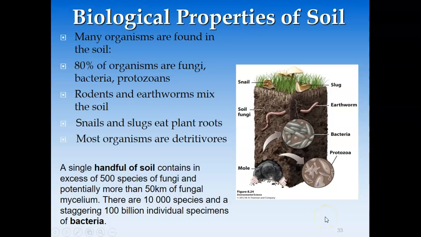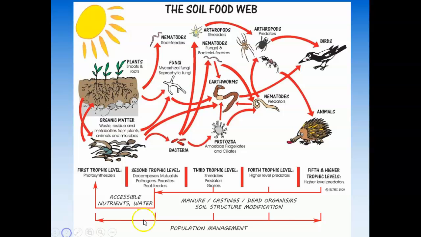Some biological properties of soil are that we have lots of organisms that comprise our soil profile. So 80% of the organisms you find in soil are fungi, bacteria, and protozoans. Rodents and earthworms also mix the soil, and then you have snails and slugs that eat the plant roots. And if you look at the majority of the organisms you would find in soil, you would say that most of them are detritivores, which are breaking down dead organic matter.